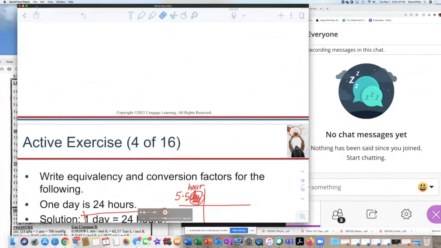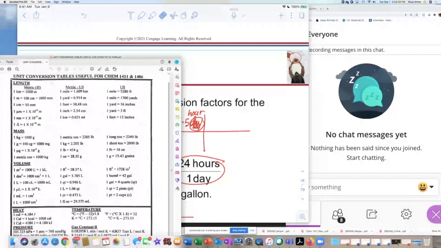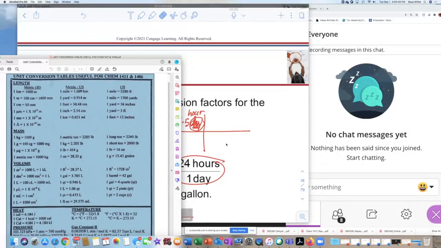Okay. So as we need to, we will grab the conversion chart. It's right here, and y'all can see it right here. As we need to, we'll click on here and have access to it.